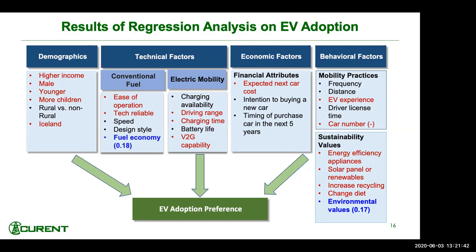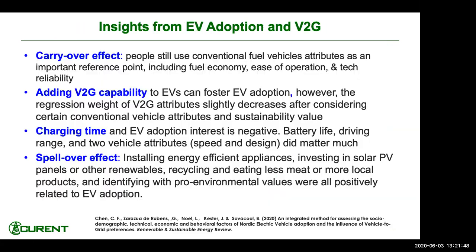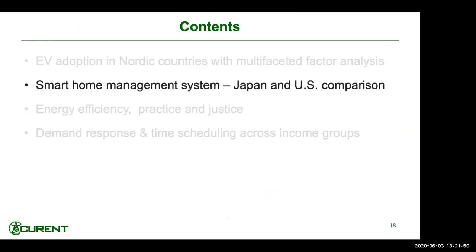I'm going to move on to my next section of the talk. Next I'm going to talk about smart home management systems. How can we incorporate social factors and cultural factors in this sort of smart home management system?